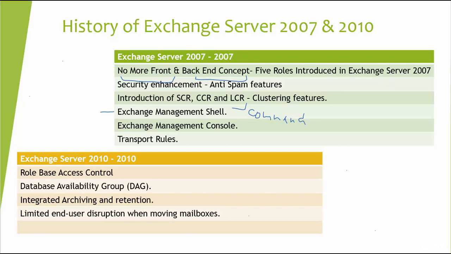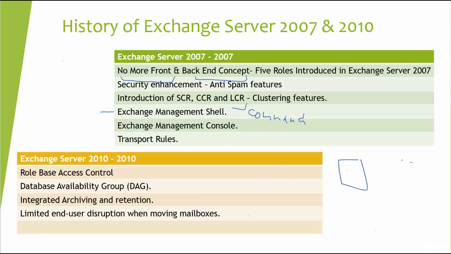The other thing that they introduced was the database availability group, DAG. This is called DAG. DAG was really a great solution to make sure that you no longer need to have clustering, like configuring CCR and SCR, and have that extra overhead. So Exchange DAG was used in your environment, and it was configured like this.